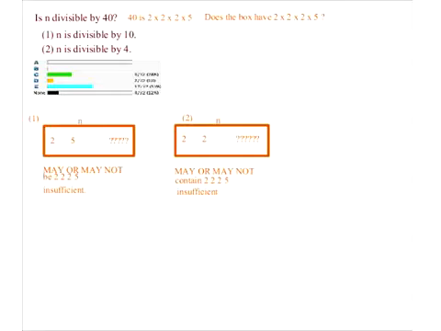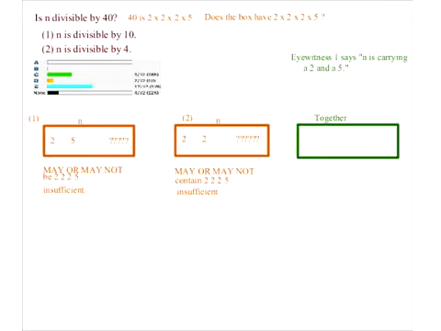But if you pick these together, then let's talk about how to do that. In this case, these are overlapping observations. Eyewitness number 1 says N is carrying a 2 and a 5. Eyewitness number 2 says N is carrying two 2s. So go ahead and say in the text box, how many 2s does N have to be carrying?